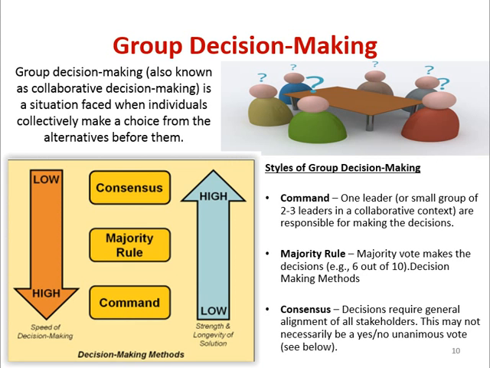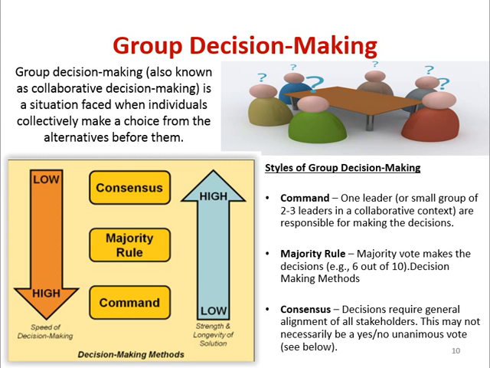The styles of group decision making: one is command, where one leader is responsible for making the decision. Then majority rule, where the majority votes make the decision, for example 6 out of 10, which is a majority decision making method. And finally we have consensus, where the decision requires general alignment of all stakeholders. This may not necessarily be yes or no, but you can say a unanimous vote.